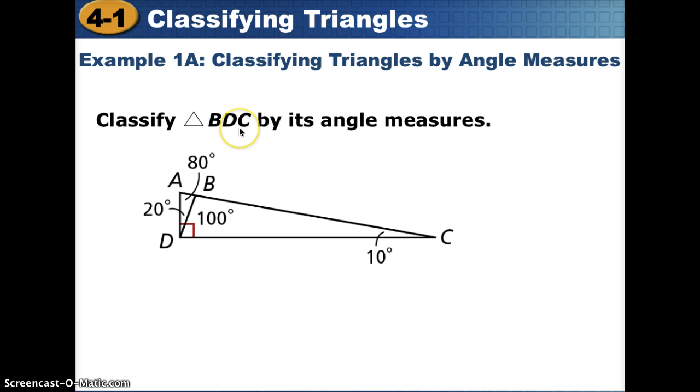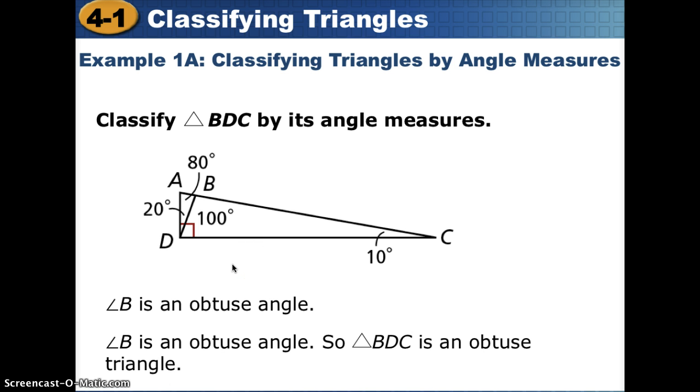Classify BDC by its angle measures. BDC is the bigger of the two inner triangles. Okay, so let's take a look at how we would do that. We know that angle B is obtuse. And here's how we could find that. That makes this a 100 degree angle, which is why it's labeled as a 100 degree angle. B is obtuse. So we can say that triangle BDC is an obtuse triangle.